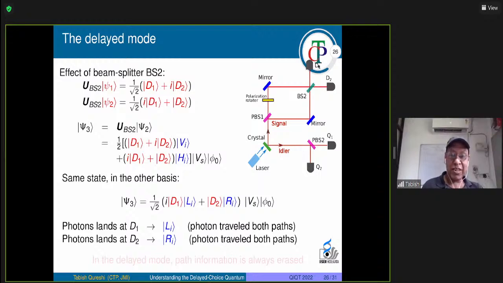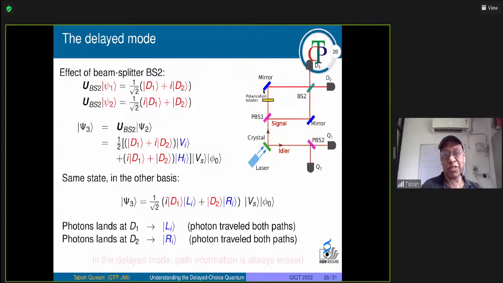So what I mean to say is that this photon will land here first and this path information you will find much later. This is 144 kilometers away. So this experiment has been done by Zeilinger's group. So let us see what happens in the delayed mode.